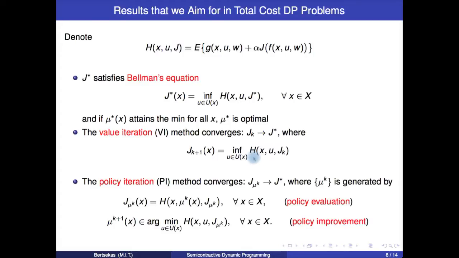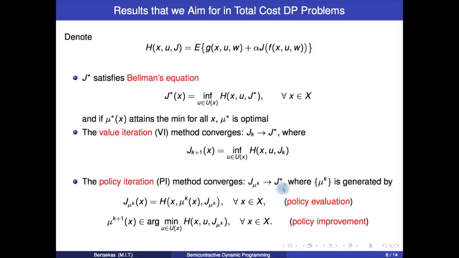Another important method is policy iteration. Here, instead of iterating with functions, we iterate with policies. We start with a policy mu0, then generate mu1, then mu2, and so on. And we hope and expect that this sequence of policies will be asymptotically optimal. In other words, the corresponding sequence of cost functions converges to the optimal cost function. Moreover, we may hope that this sequence of policies will converge in some sense to a policy that's optimal, and this is indeed often true.